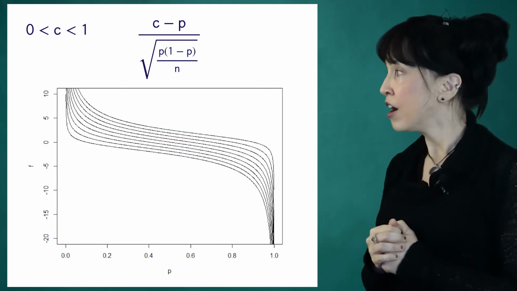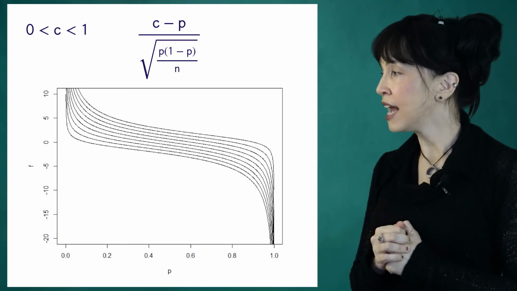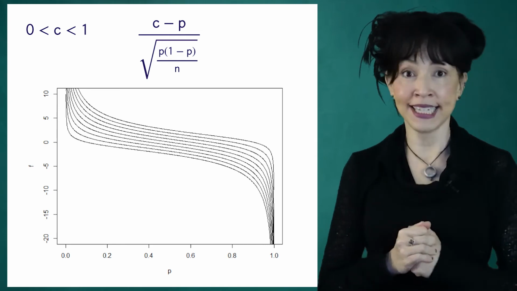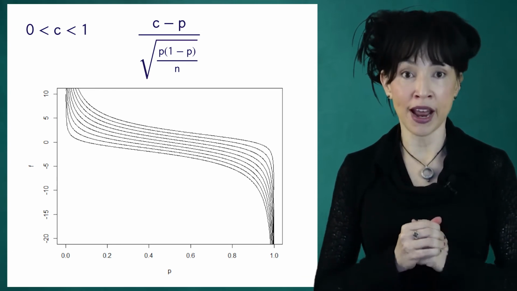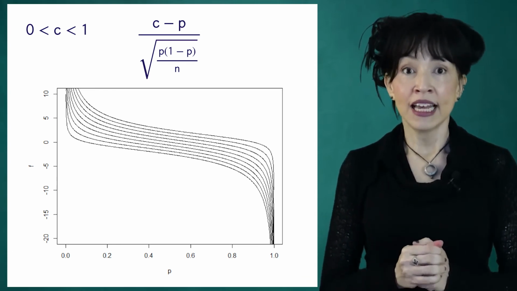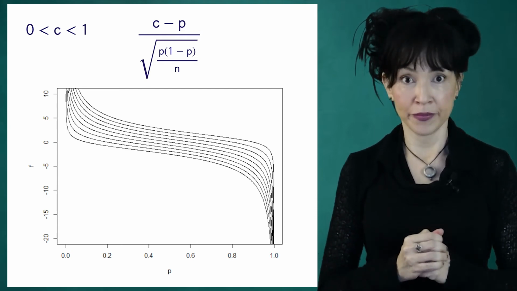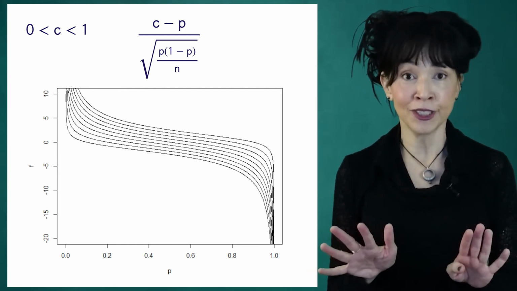So what I have here are graphs in p, and the bottom one has c equals 0.1, and the next one up has c equals 0.2. On up, the top one has c equals 0.9. But you can see that these are all decreasing functions of p. And in fact, if c gets above 1, it's no longer as clear.